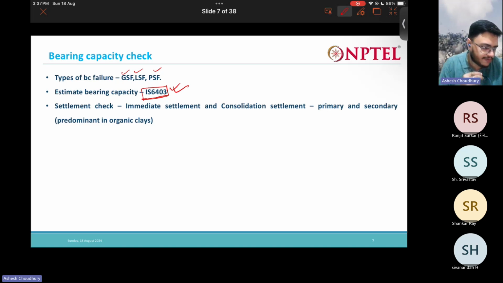I forgot the relation. Yeah, q B (1 minus mu squared) by E. Right, so that is the immediate settlement: q B (1 minus mu squared) by E.